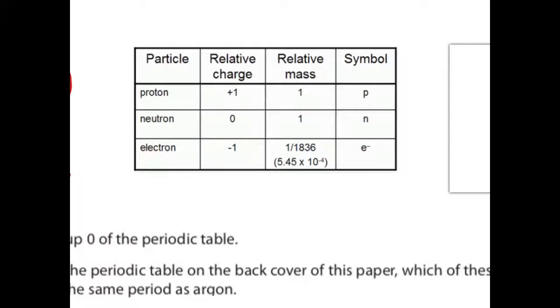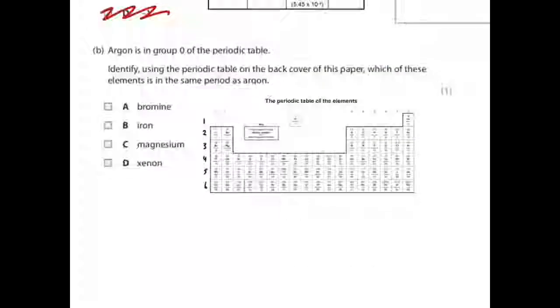It's well worth remembering or committing to memory this table because it'll help you remember the key characteristics of an atom. Here's the charge, the relative charge. This means they have an equal and opposite charge, and the relative mass means these have the same mass, but this is roughly 2,000 times lighter.